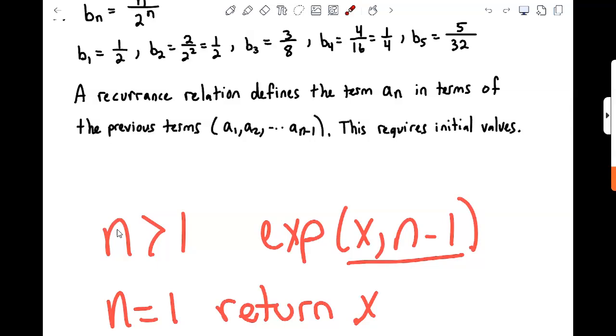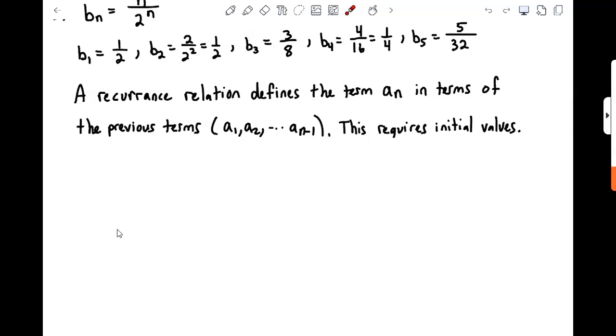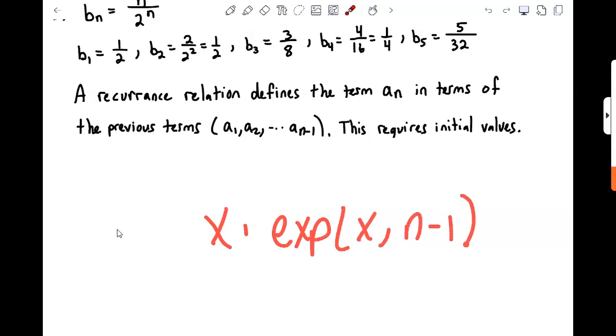Let's see if I'm saying this right. I missed something here. If n is greater than 1, what we would do is say x times exp of x, n minus 1. Right, that's what x to the n would be. And then it would look up this thing. So it would do n minus 2, and so on, eventually until it gets down to n equal to 1, and then we would just return the x value.